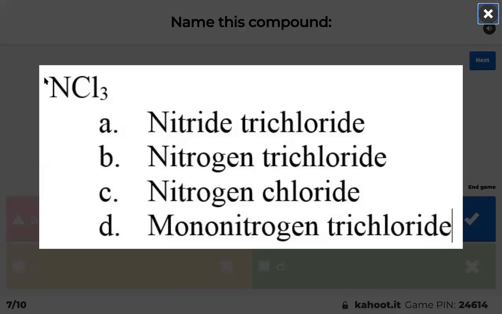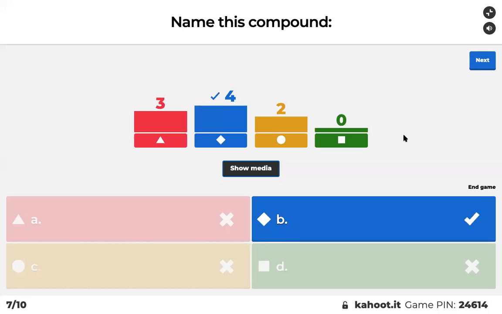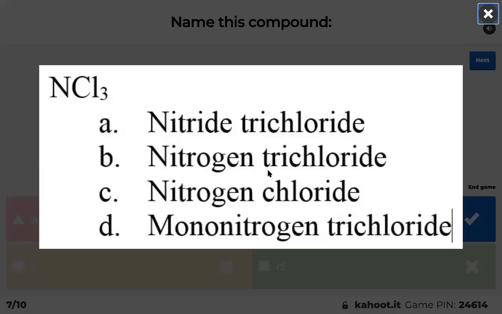So then on the first element, on the N, okay, nobody picked D. Because remember, we don't ever use mono on the first element. So D can't be it because we would not say mononitrogen. And it can't be A.